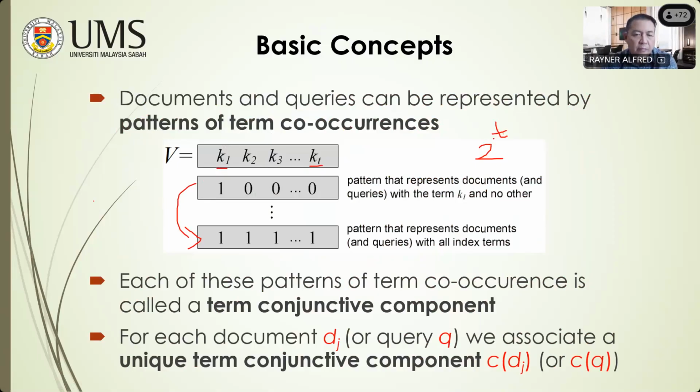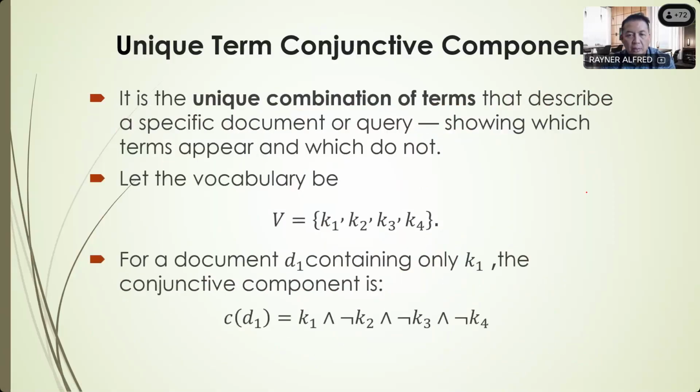Each of these patterns of term co-occurrence, because term co-occurrence means what are the terms that exist at the same time in each of the documents that we have. This is what we call the term conjunctive component, terms that exist at the same time in the same document. So for each document Dj or query q, we associate a unique term conjunctive component.